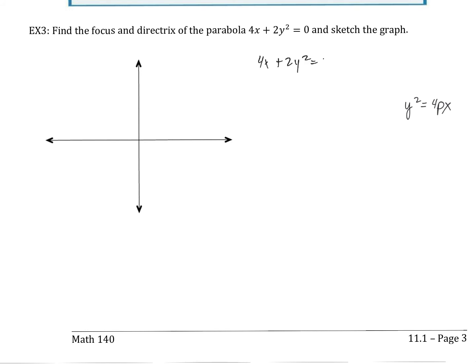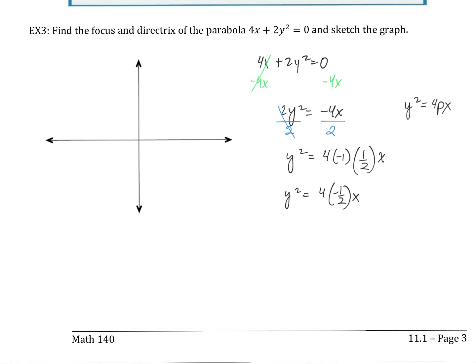To do that, I'm going to solve for y squared, so subtracting 4x from both sides. So 2y squared equals negative 4x. The y squared is still not by itself, so I've got to keep solving, dividing by 2. And then we get y squared equals negative 2x. Okay, so we could fully solve here, but I'm actually going to pause. I can rewrite this as 4 times negative 1 times a half x, and then I can rewrite that a little bit more as 4 times a negative half x.